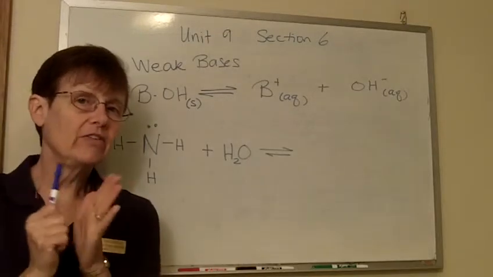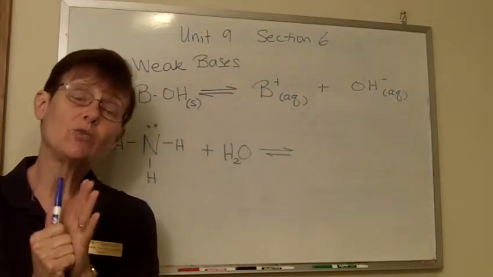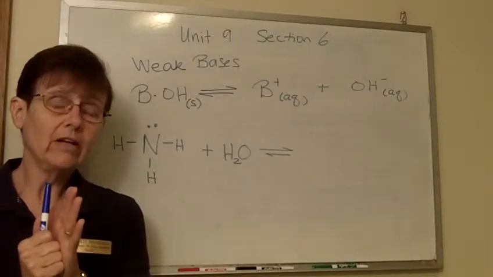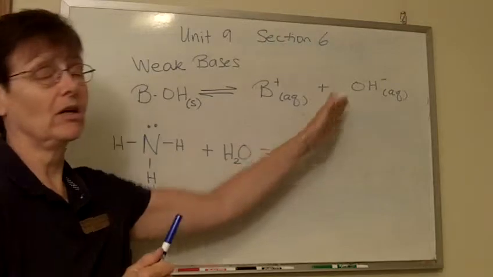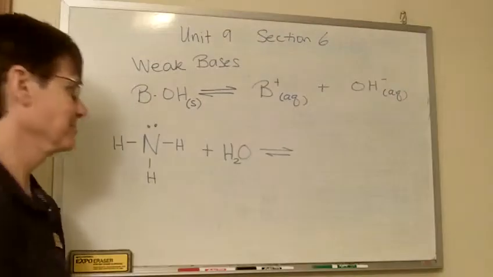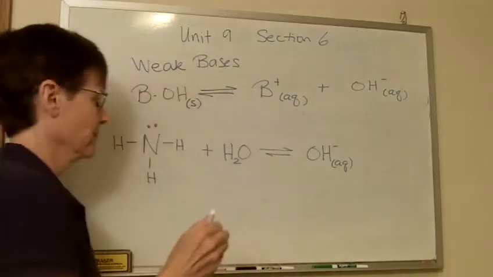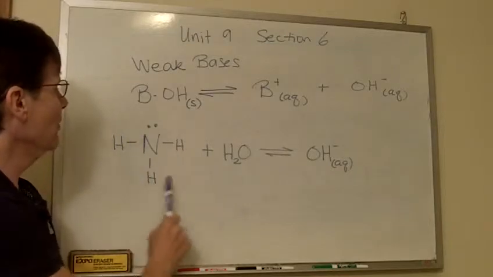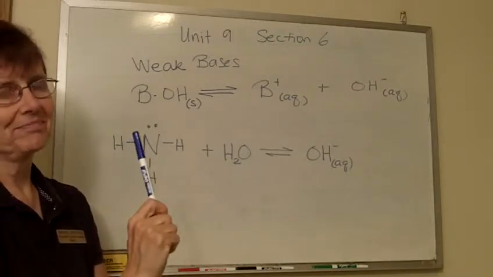Now remember, our definition for a base is it's something that increases the amount of hydroxide ion in the water. So we know right away that one of the products for this reaction has to be a hydroxide ion, just like up here. Because if that didn't happen, it wouldn't be a base, and we're being told that this is a weak base. So I'm just going to put that down right to begin with. Well, the hydroxide ion obviously did not come from here. We don't have any oxygens over here. The hydroxide ion came from the water.